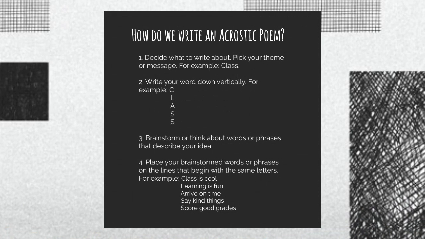So class is cool. So class starts with C. So you pick the letter C. Learning is fun. Learning starts with L. So I make it go with L. Arrive on time. Arrive starts with A. So I put it next to the A. Say kind things. Say starts with S, so I put it next to the S. Score good grades. Score starts with S, so I put it next to the last S. So that is your fourth step in writing an acrostic poem. You can do phrases, you can do sentences. It can be as long as you would like it to be.